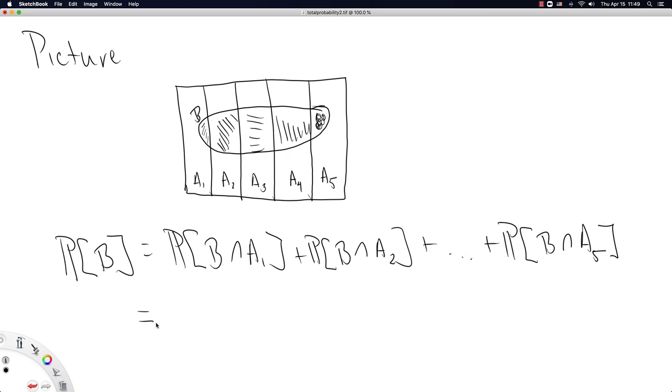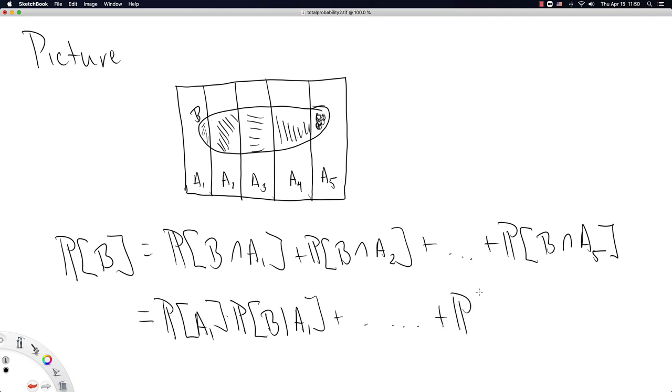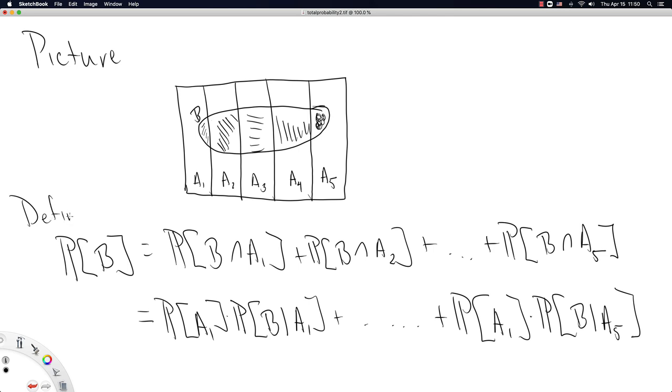Now, based on conditional probability, we can rewrite these intersections as the probability of A1 times the probability of B given A1, plus all the way out to, I'm just rewriting all of these intersections as conditional probabilities, essentially. And that is our definition of total probability, right there. You can write the probability of B as the sum of conditional probabilities times the probabilities of these sets themselves. I think it's easiest to see it in terms of intersections, but the definition actually stands in terms of the conditional probabilities.